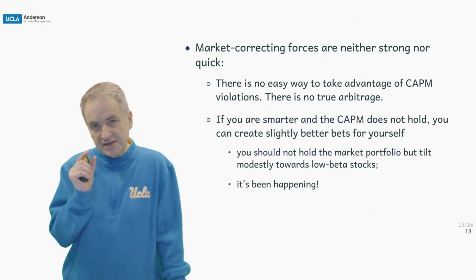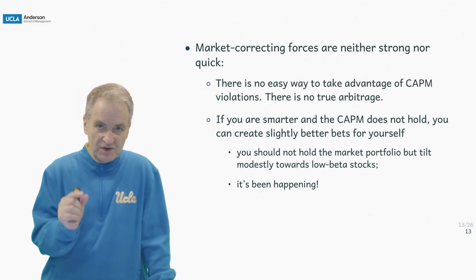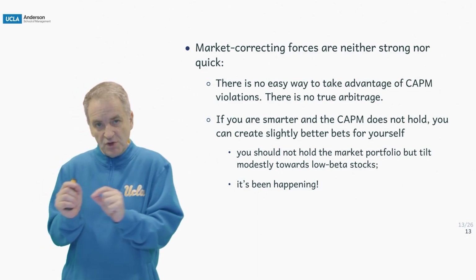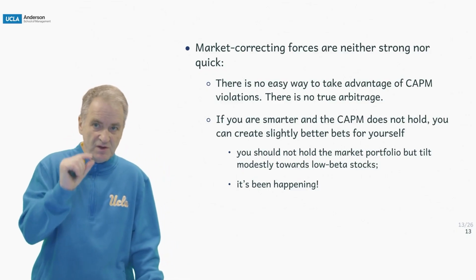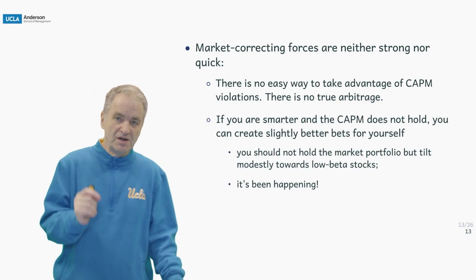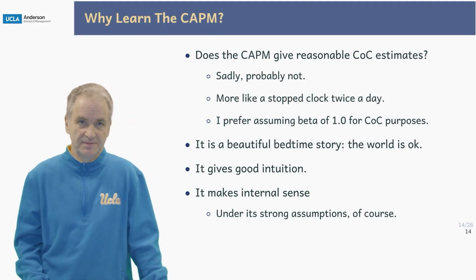You can get a slightly better portfolio with a slightly higher expected rate of return by tilting towards the low beta stock. And more investors may be doing this, but it's a very, very small amount of money. On the whole, you're still going to be fairly close to something similar to the S&P 500.